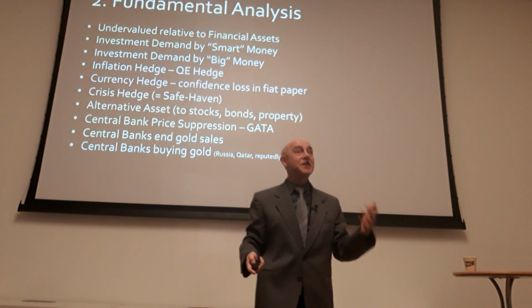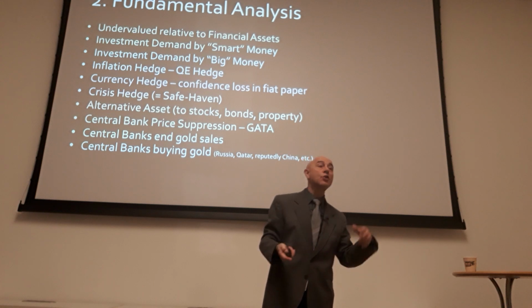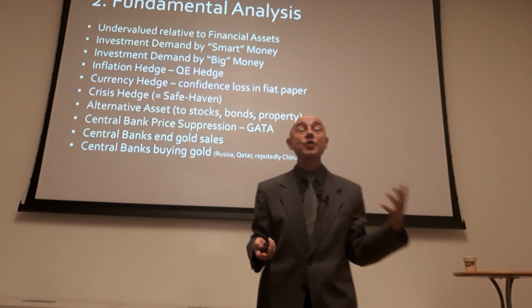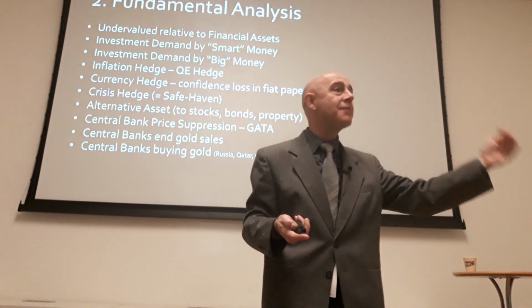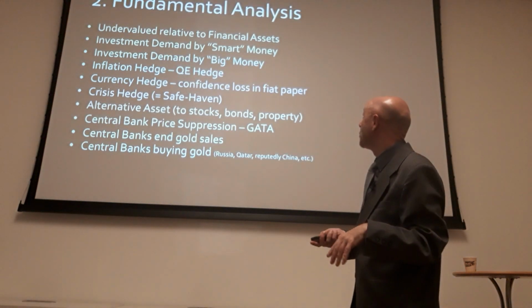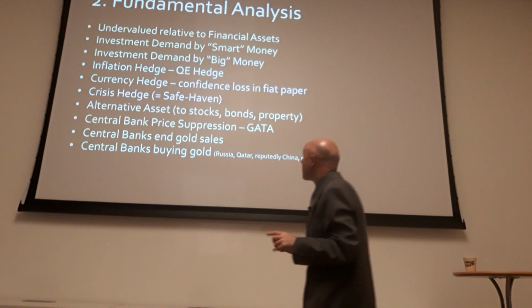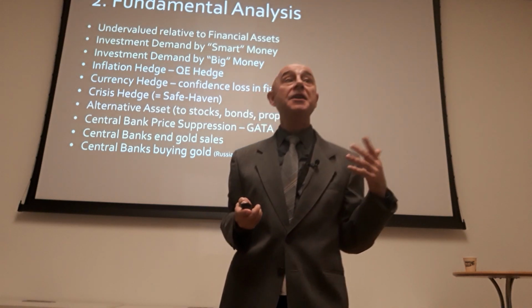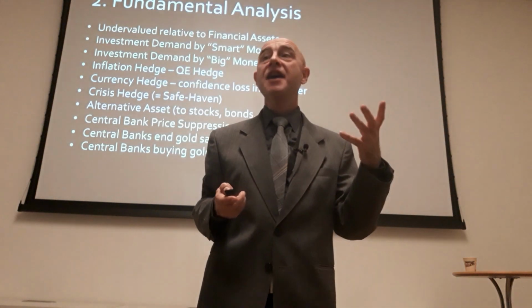Next one, it's an inflation hedge. Well, central banks printing money, quantitative easing, you're all familiar. Quantitative easing 1 and 2 and 3. Central banks have increased money supply 2-3 times, depending on where you start. I will have a chart. Gold is by far, most certainly, the best currency hedge.